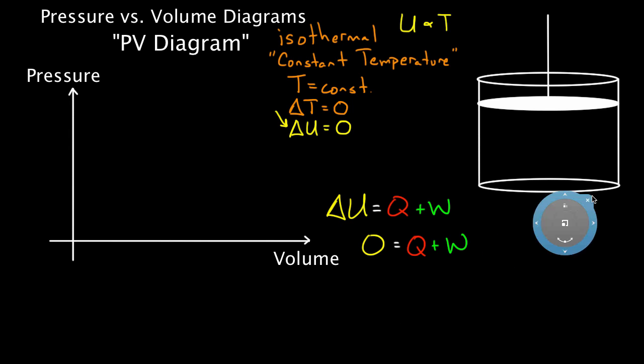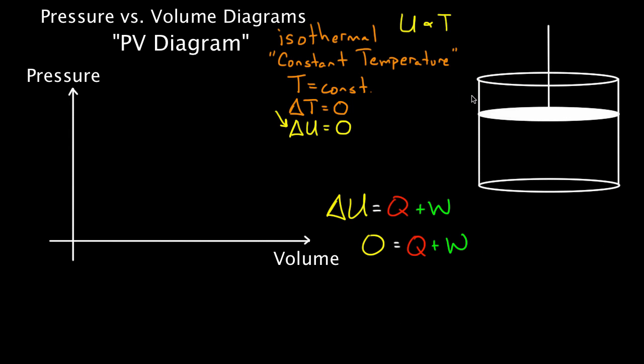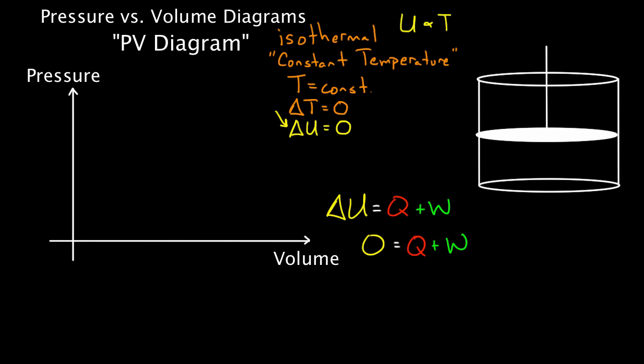So this means if you do, say, 300 joules of work by pushing this down, the only way the temperature is going to remain constant is for 300 joules of heat to leave the gas. 300 joules of heat would have to leave. That would mean that Q is negative 300 joules. That way, 300 joules and negative 300 joules add up to zero. You've got an isothermal process.